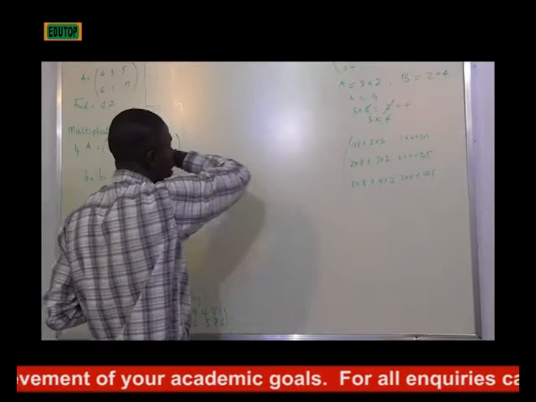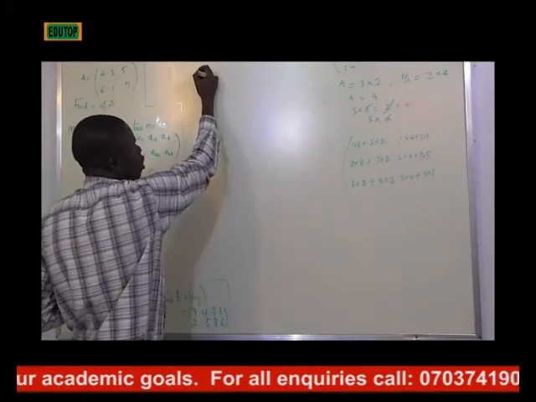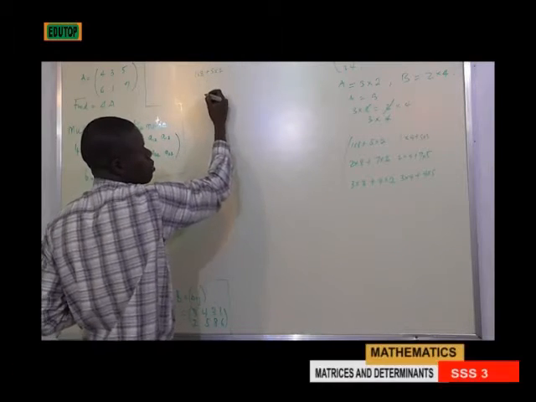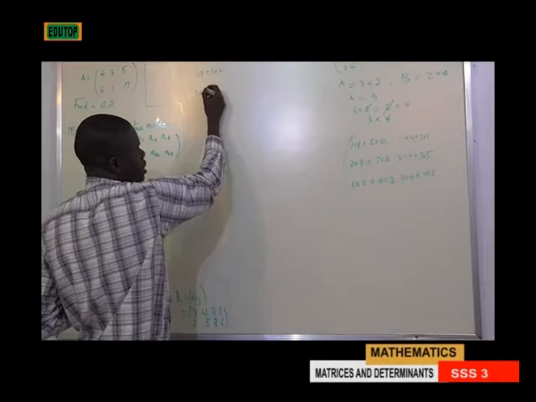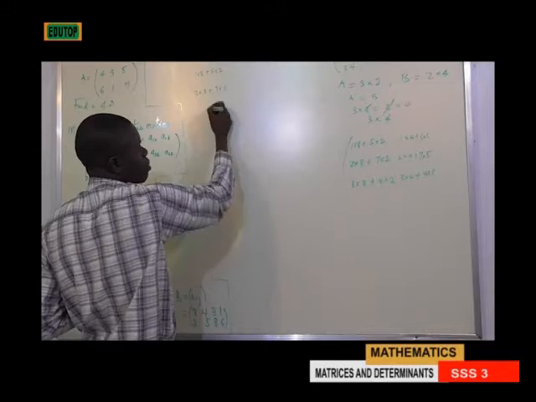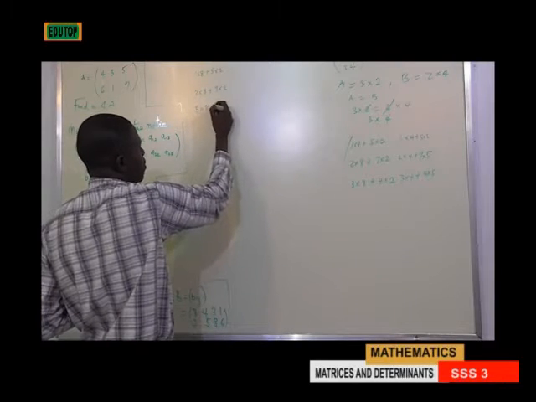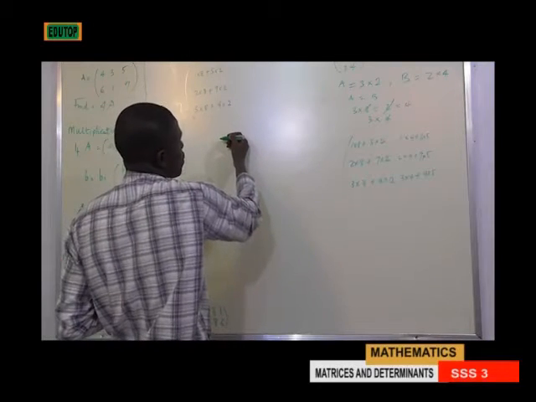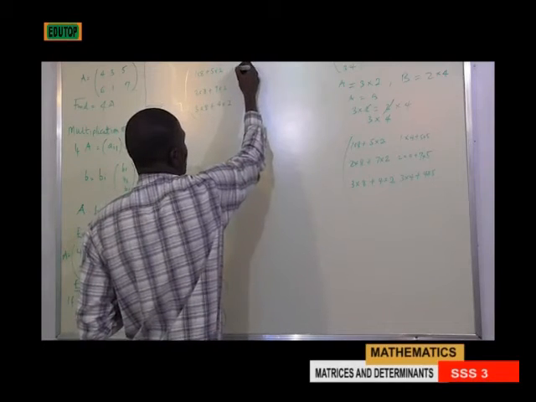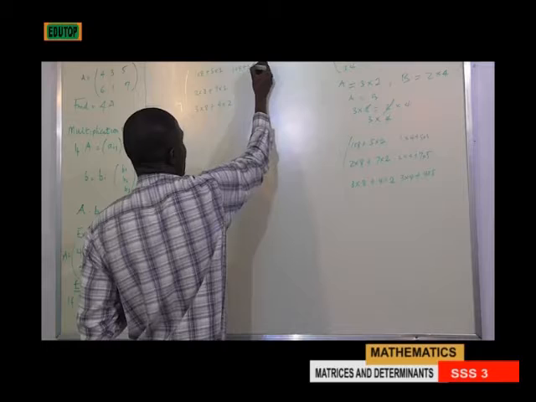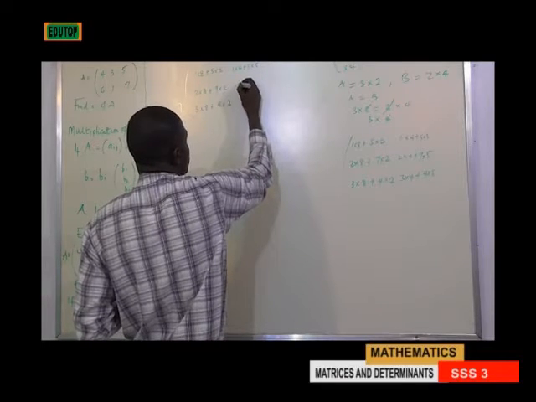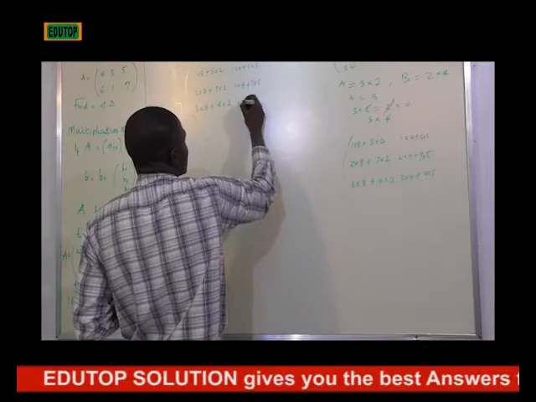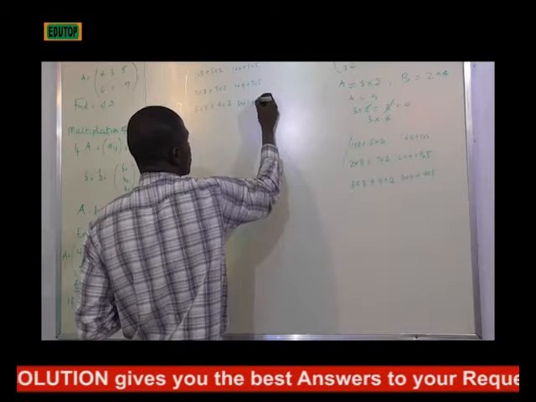Now, to transfer this to the upper part of the board, we have 1 times 8 plus 5 times 2. Then we have 2 times 8 plus 7 times 2. Then 3 times 8 plus 4 times 2, for the first case. Then the second case, we have 1 times 4 plus 5 times 5, 2 times 4 plus 7 times 5, then 3 times 4 plus 4 times 5.